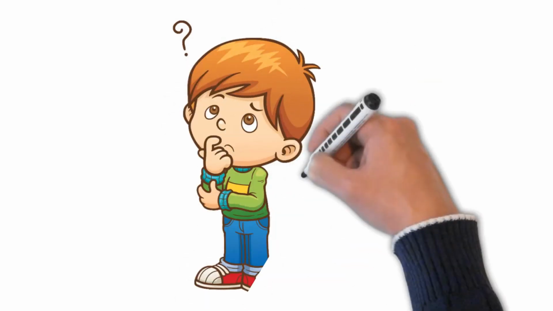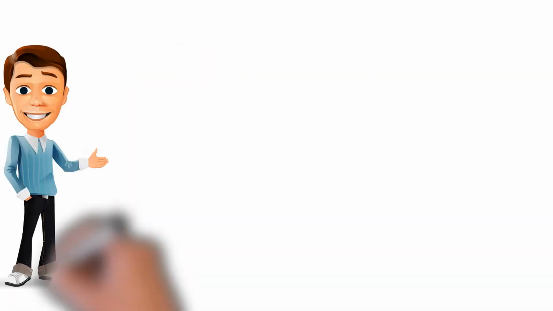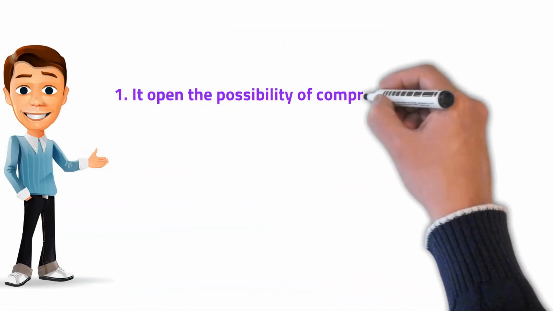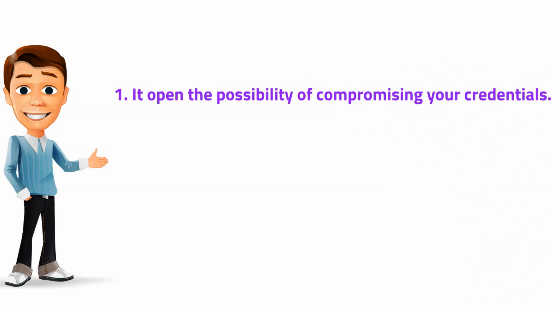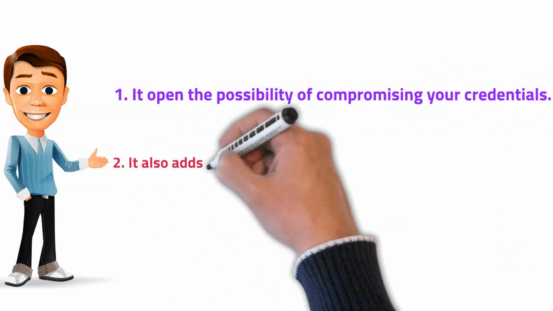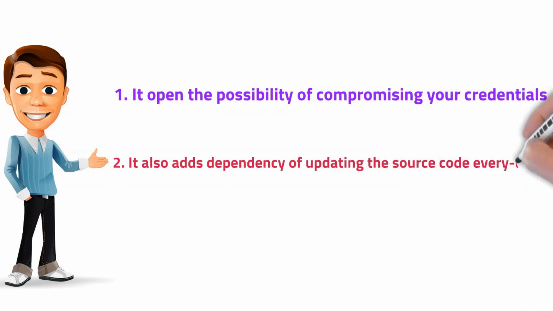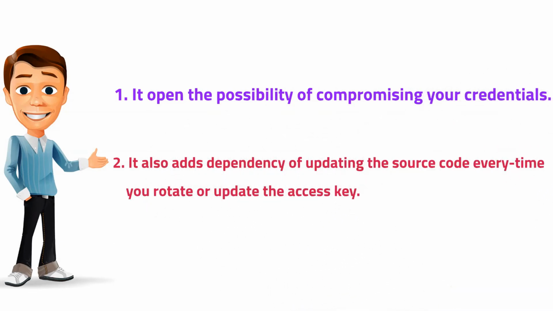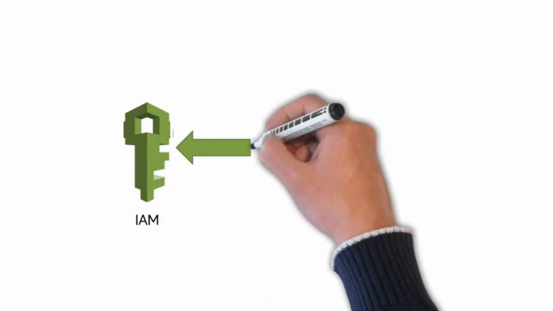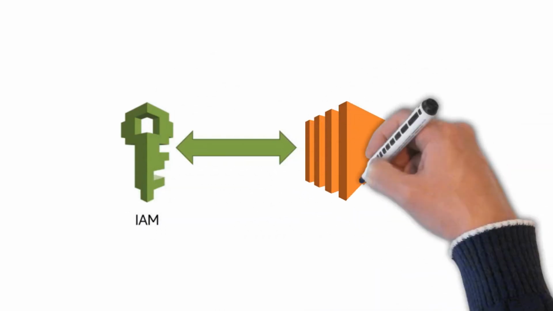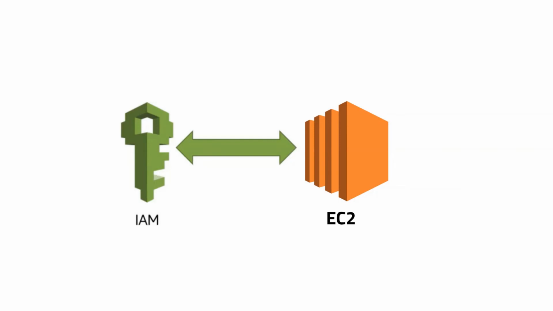This has a couple of problems. 1. It opens the possibility of compromising your credentials. 2. It also adds a dependency of updating the source code every time you rotate or update the access key. Here, for this case, we can create an IAM role with the required policies and associate it with the EC2 instance as part of initialization. This way we can avoid the dependency on app code.